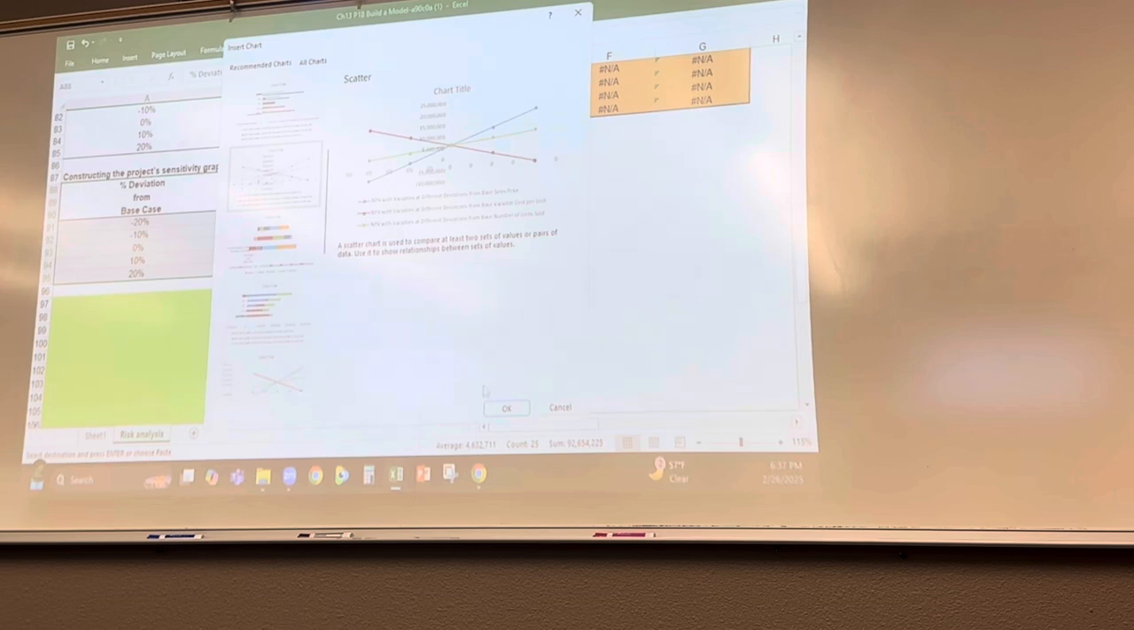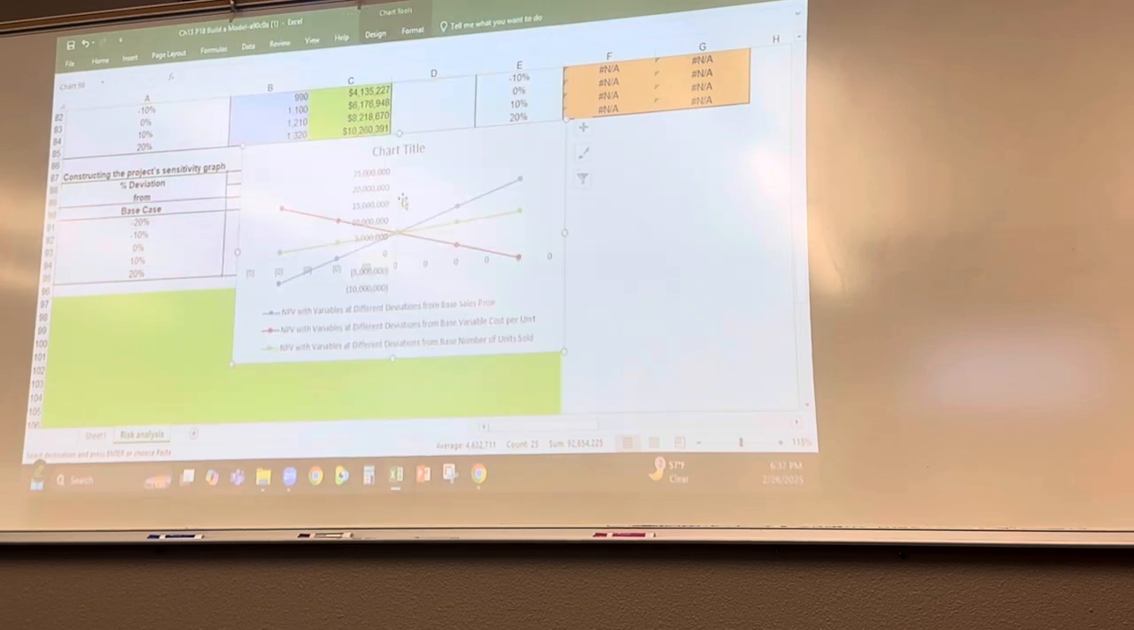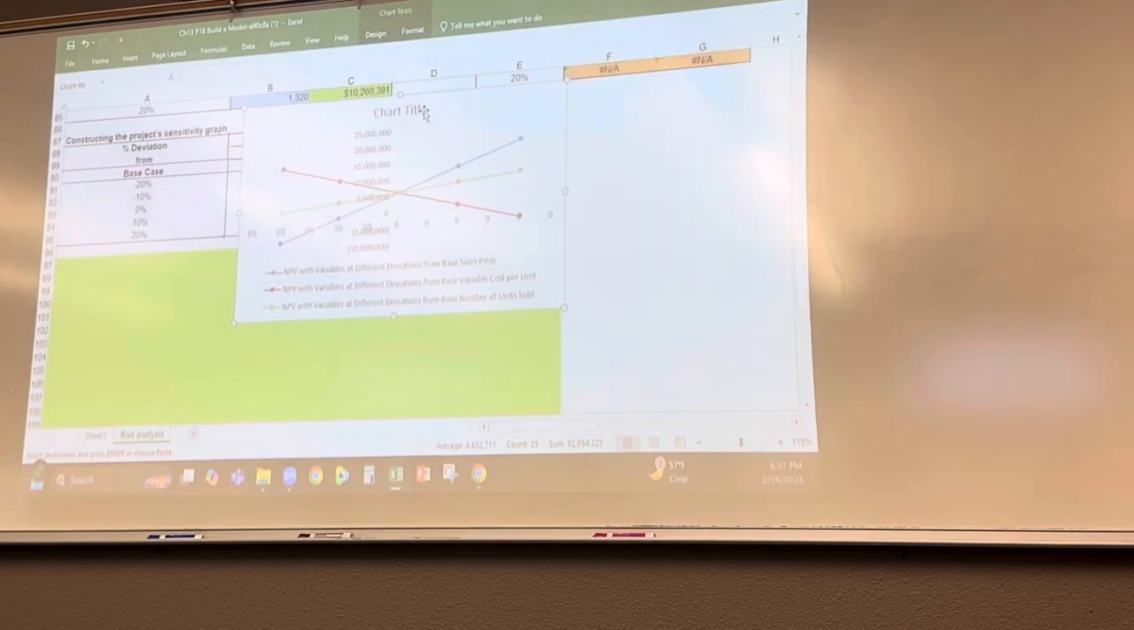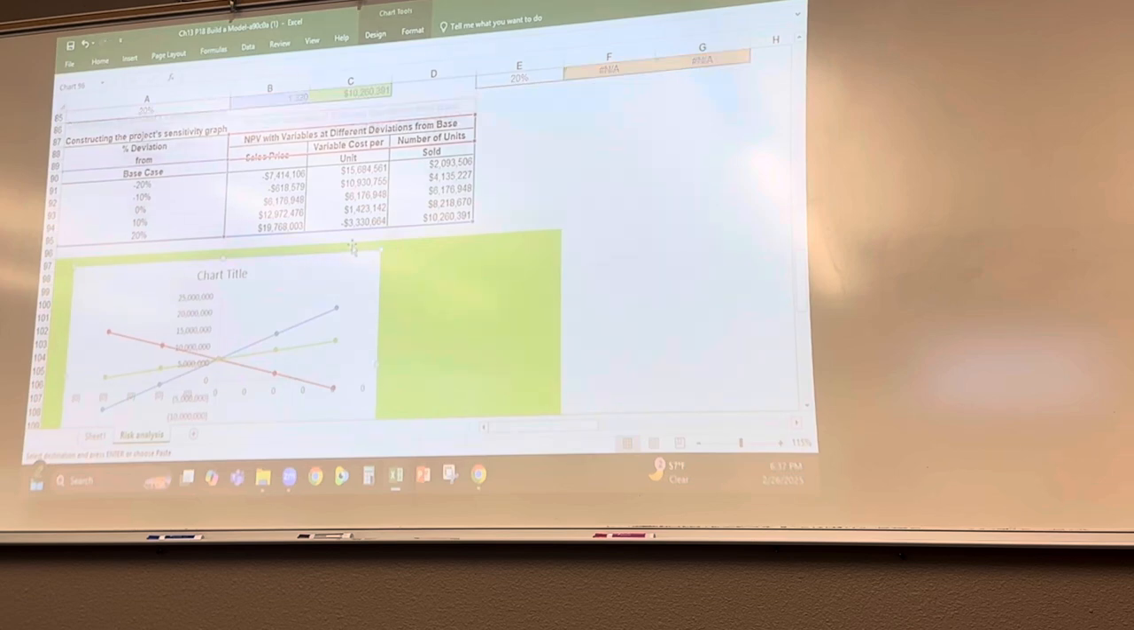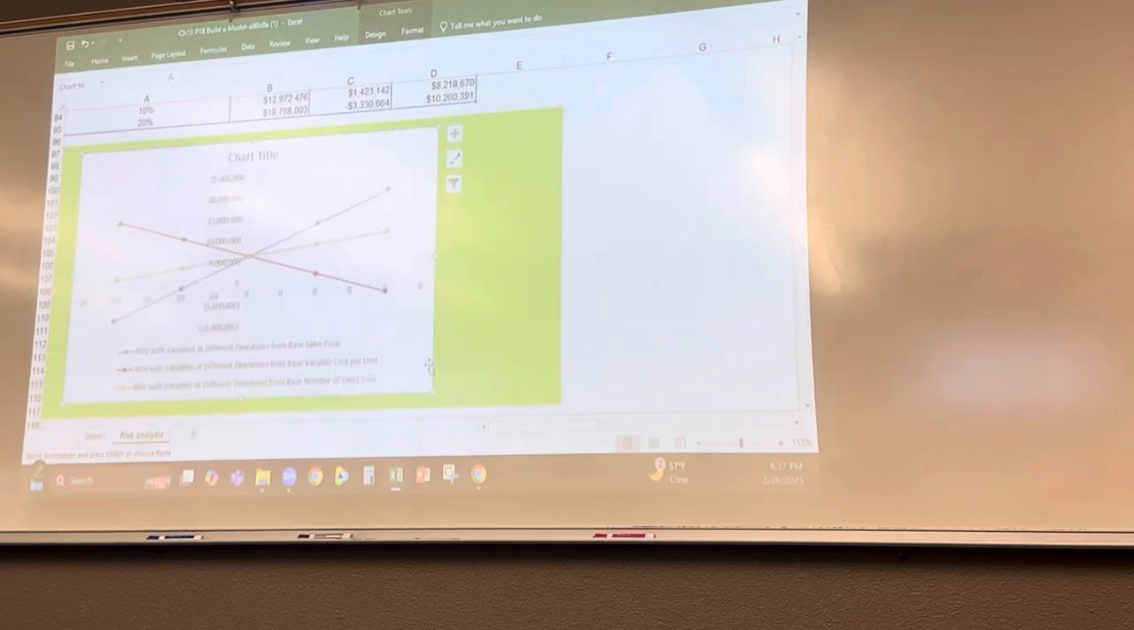Scatter. You are asked to say which chart is correct. You have like a multiple choice question based on the sensitivity analysis. But this is it.